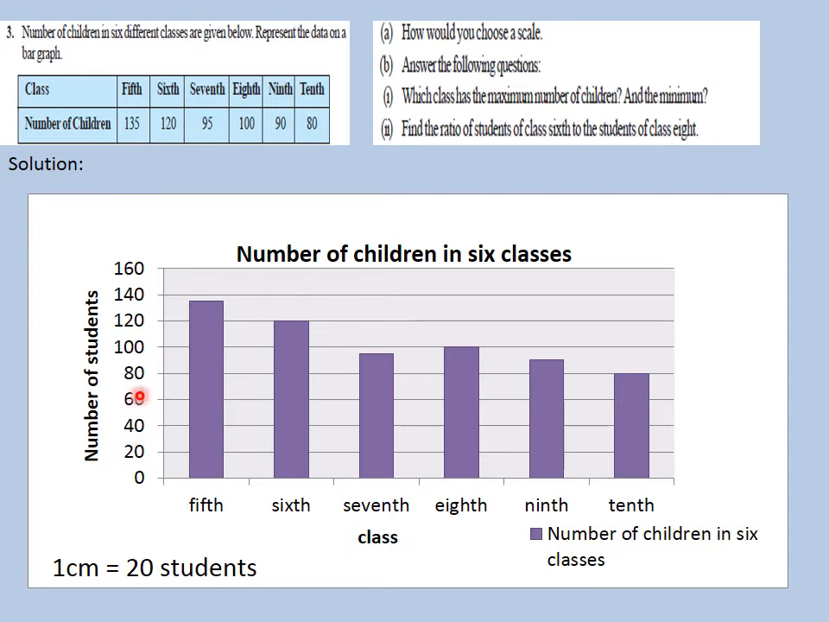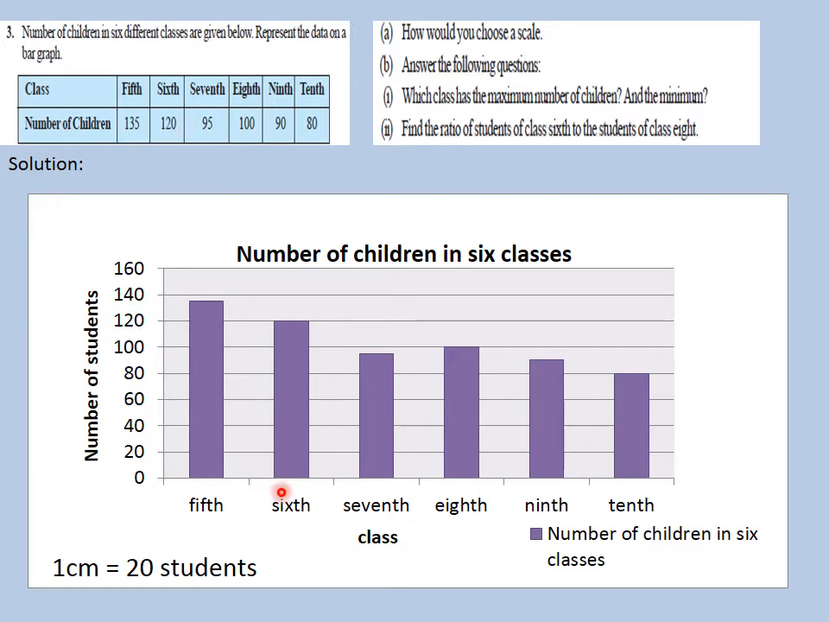Plus 20, like that you will take up to what? Up to 160 you can take, because 135 is the maximum number, so you have to take up to this at least. From 0 to 140 at least you have to take. So in 5th class we have 135 students, almost approaching 140.